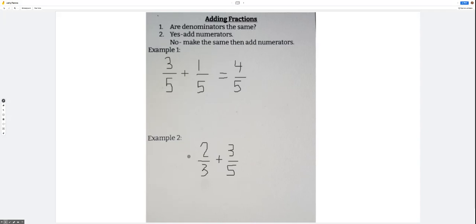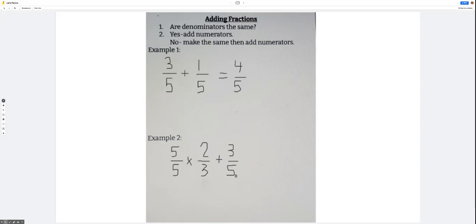And that extra step that we're going to do is we're going to multiply the top and the bottom of this fraction by 5/5. And the reason we multiply it by 5/5 is we're going to multiply 2/3 by the opposite denominator.